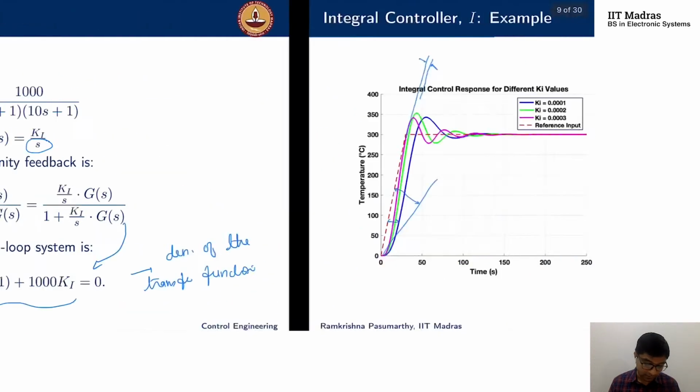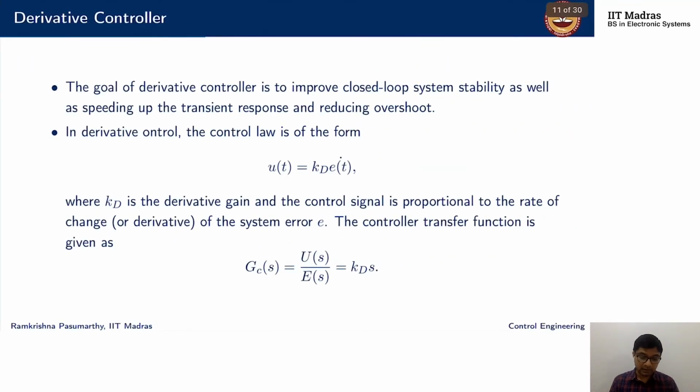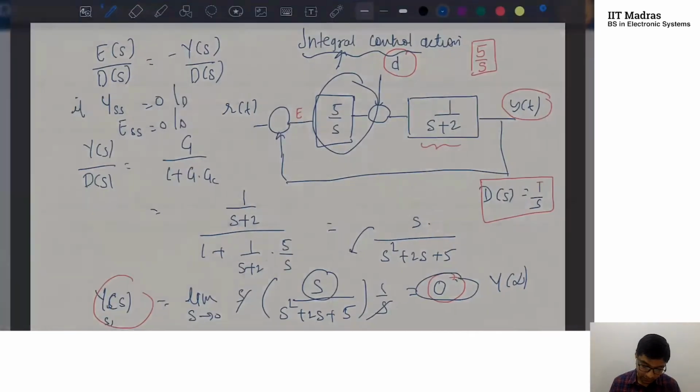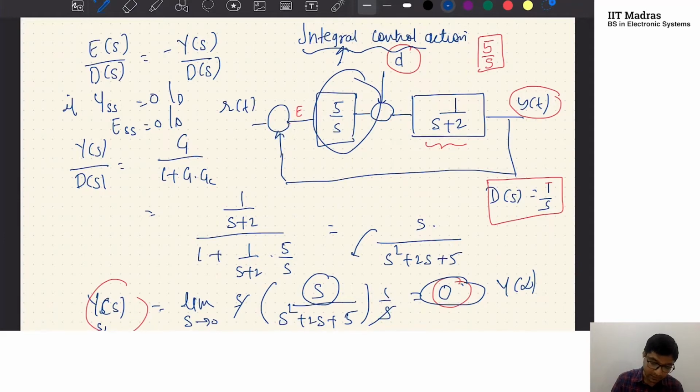Okay, so this is nice. Then we go to a derivative control. Before we go to the derivative control and see what, we'll just again stick to this example. So I have a plant again of the form 1 over s plus 2. I had 5 here, all in a closed loop.